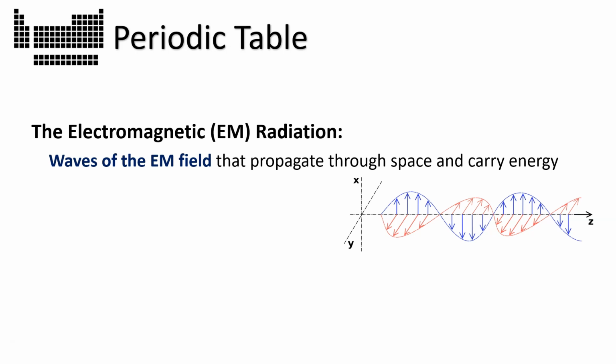If you're wondering what it means to propagate through space, you can think about it as waves in the ocean propagate through water. Sound waves propagate through air, the actual atoms in the air. These waves are more challenging to understand because they are propagating through space itself. They also carry energy as they go.